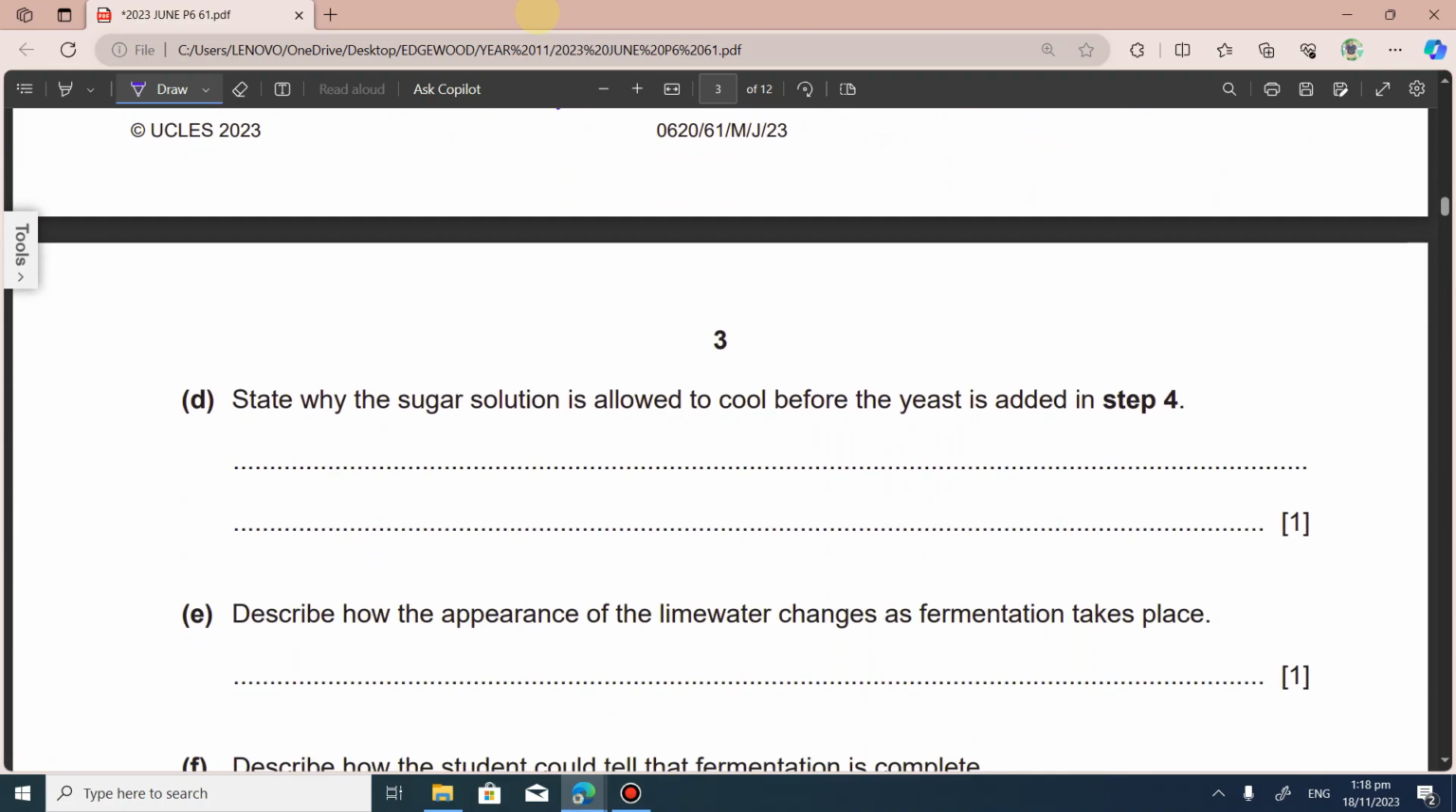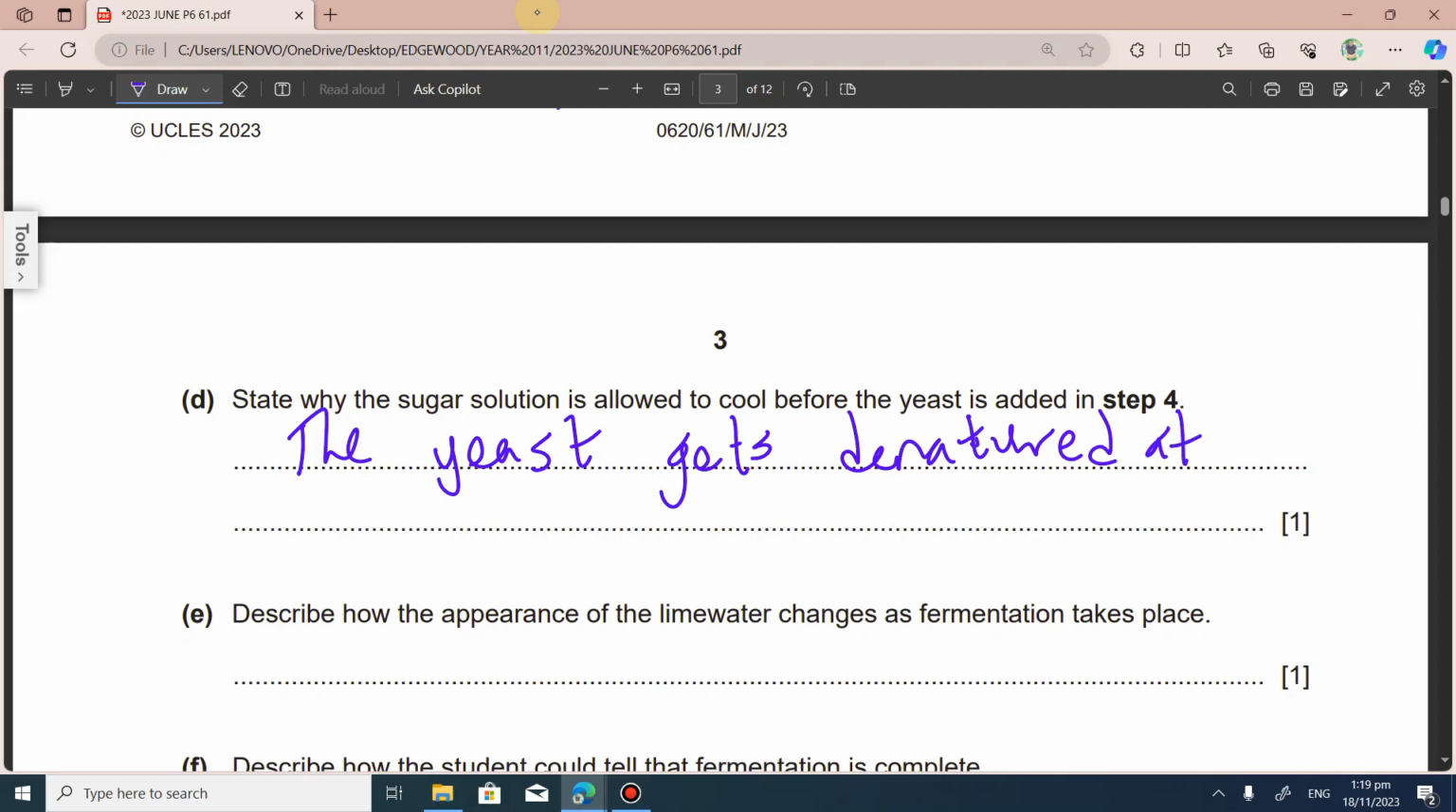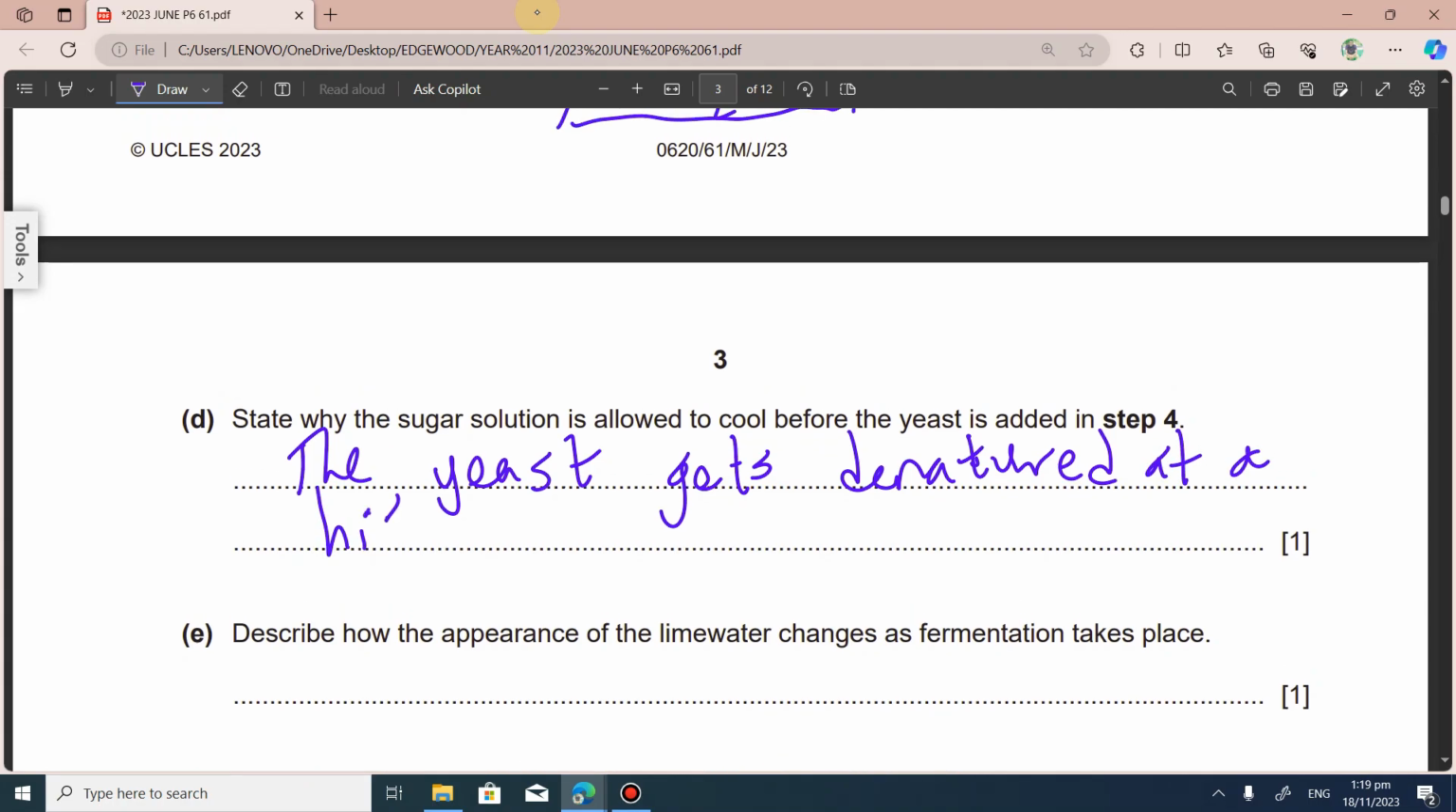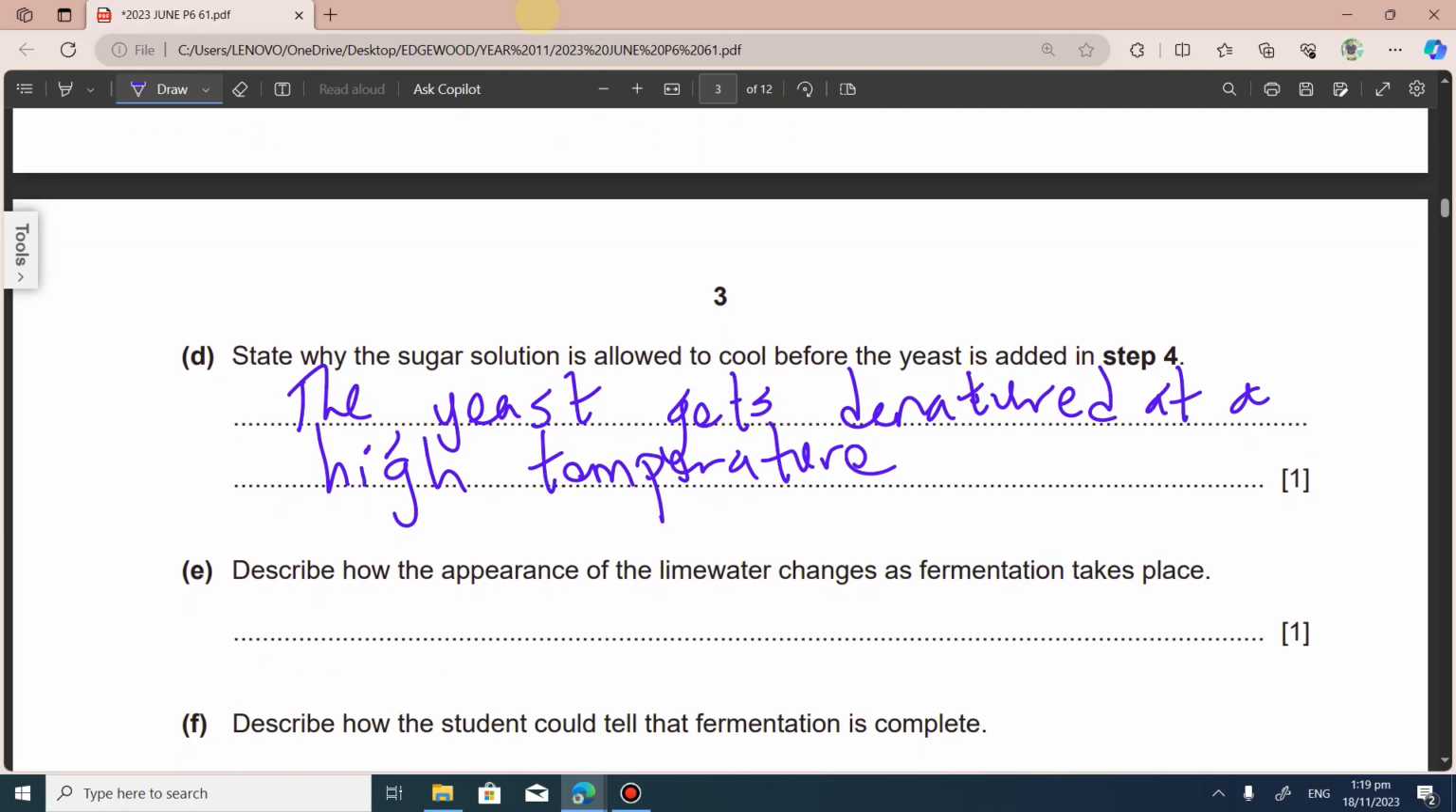State why the sugar solution is allowed to cool before the yeast is added in step 4. Before adding the yeast, why do we allow the sugar solution to cool? It is because the yeast cannot withstand high temperature. The yeast gets denatured at high temperature. And when they get denatured, they become ineffective. So you don't want such happening. That is why you need to ensure that the temperature is cool enough for the yeast to function.